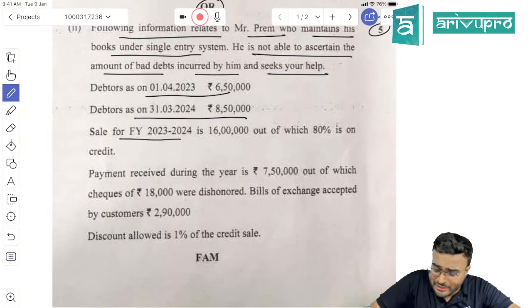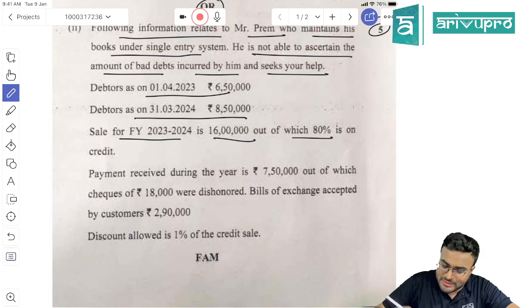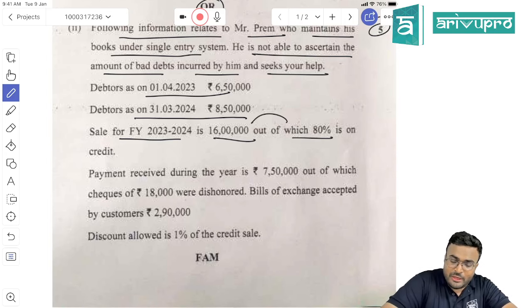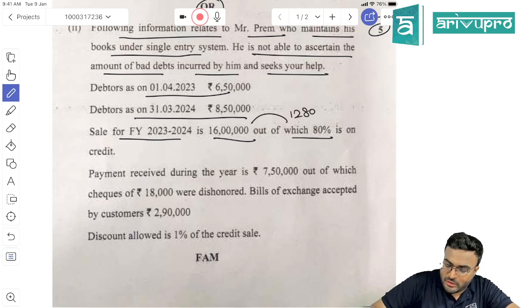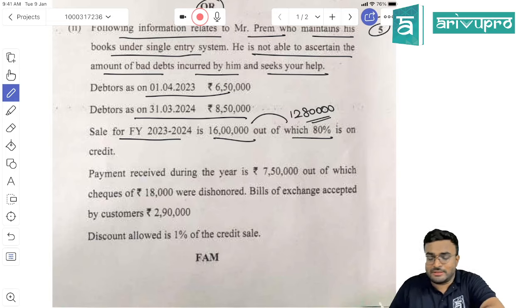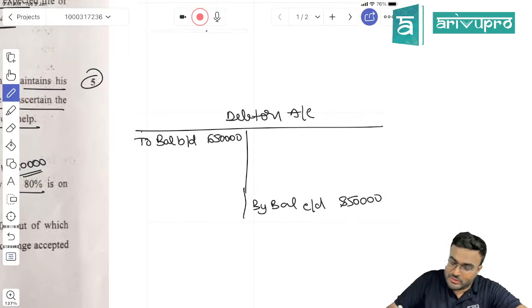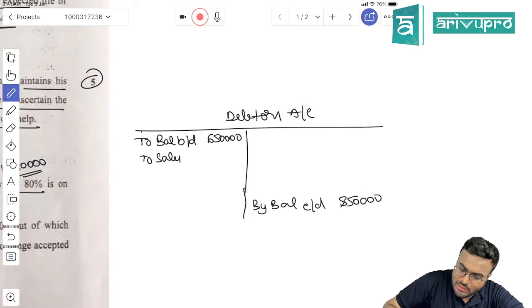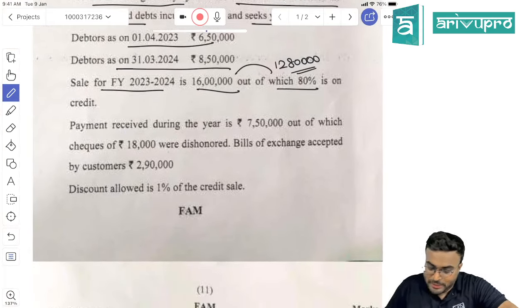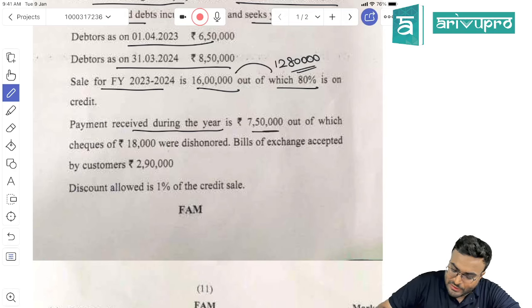This year's sales only is 16 lakhs, out of which 80% is on credit. So 16 lakhs into 80%, you will get 12,80,000. 12,80,000 is your sales. So now see what happens. 12,80,000, debtor account debited to sales. Next, payment received during the year is 7,50,000, out of which a cheque of 18,000 was dishonored.